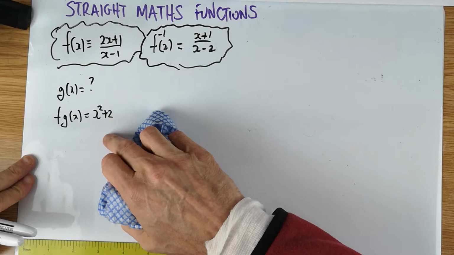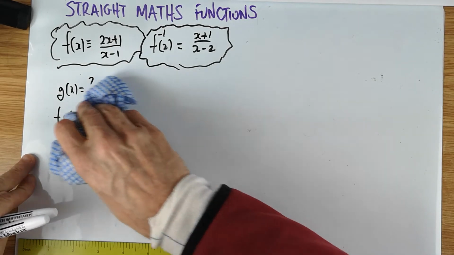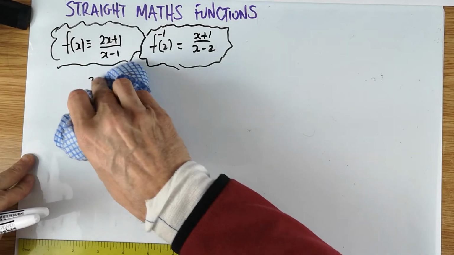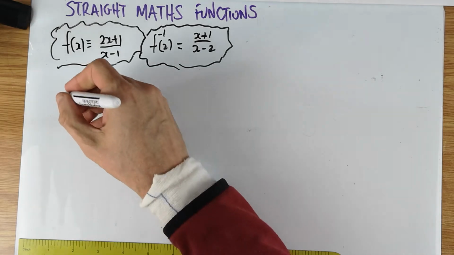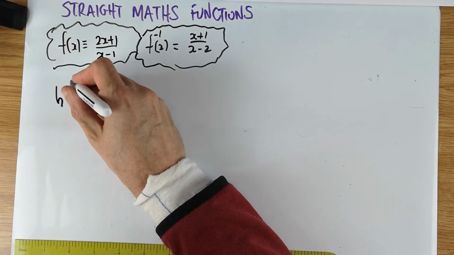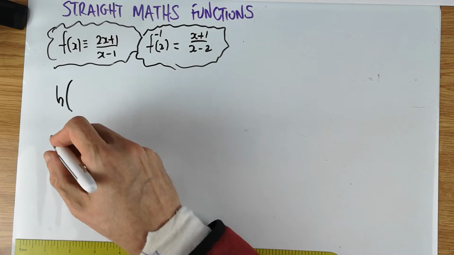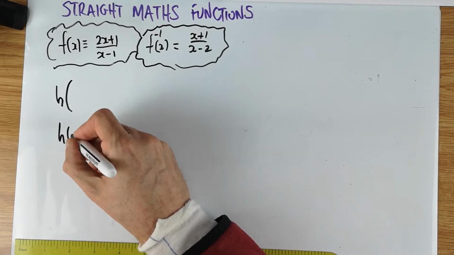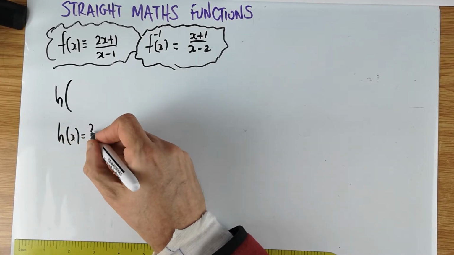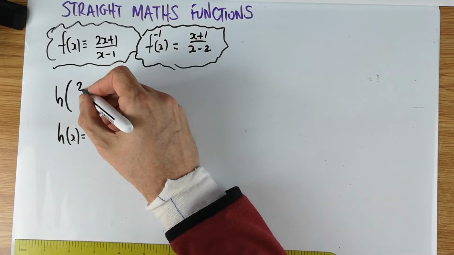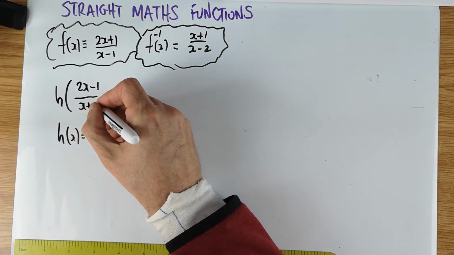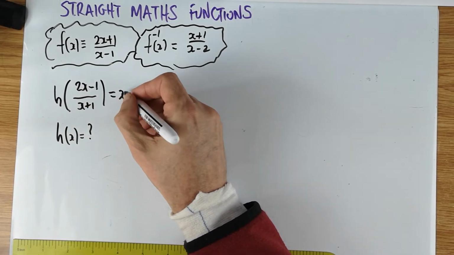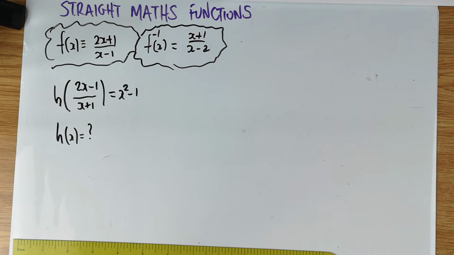Do we need that? I don't think we actually need part B, so I'm going to wrap it off. So it's telling me to do the following. A new function, h, which I need to find, h of x equals question mark, has the following property. The h of (2x minus 1) over (x plus 1) should give me x squared minus 1. What is the function?